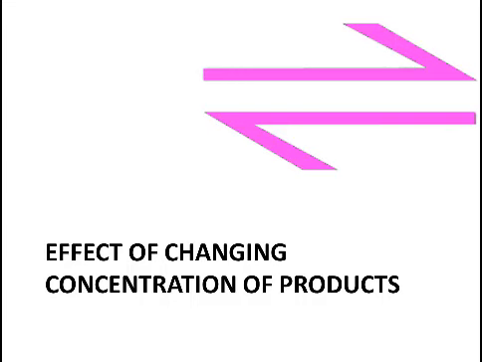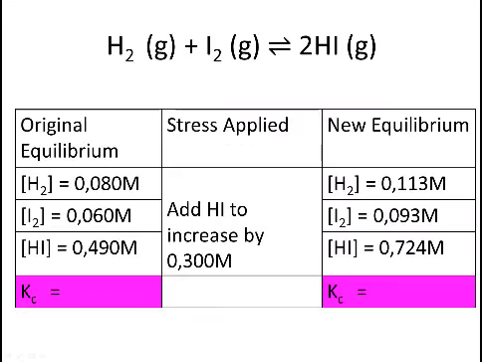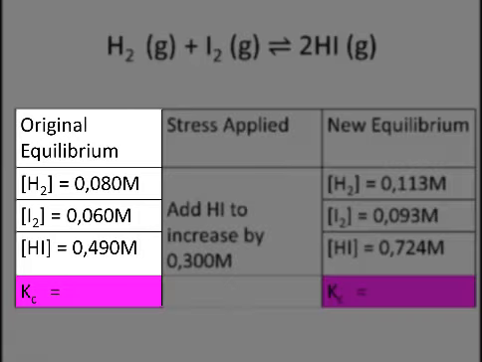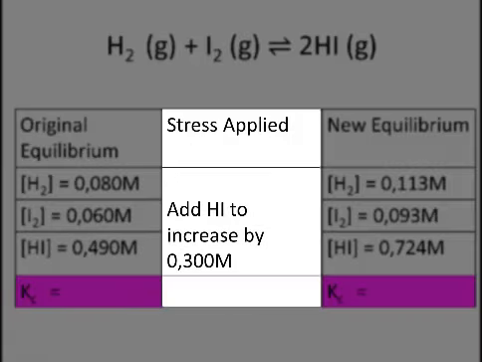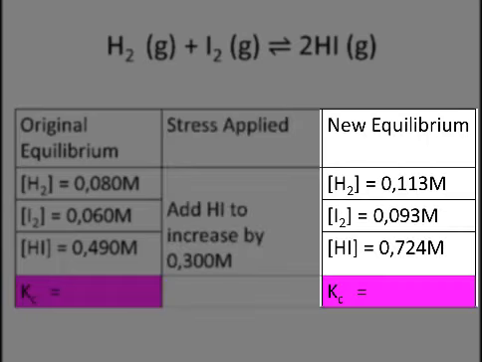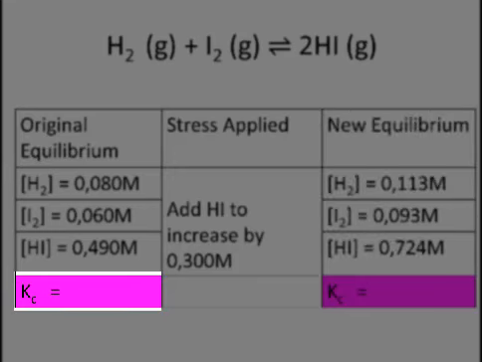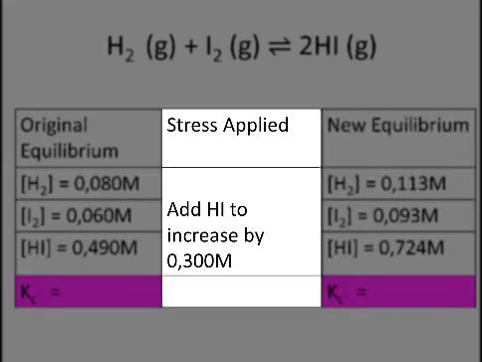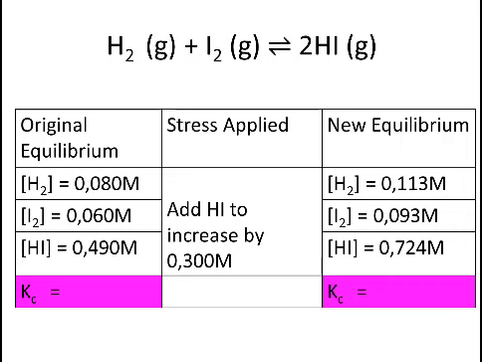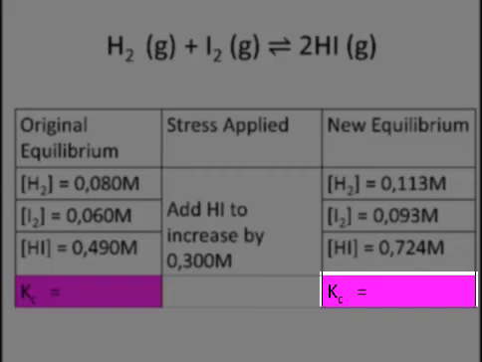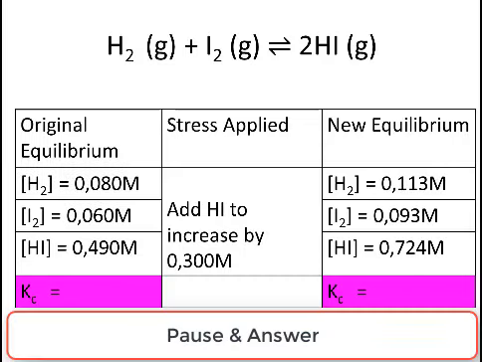Now, what about the effect of product concentration? Again, here we have data for a system which is in equilibrium. In a first situation, there's a stress applied which causes equilibrium to be disturbed for a while, and then it reaches a new equilibrium. What's the original equilibrium constant? What stress is applied and what effect does that have? And what is the new equilibrium constant, and what do you notice?